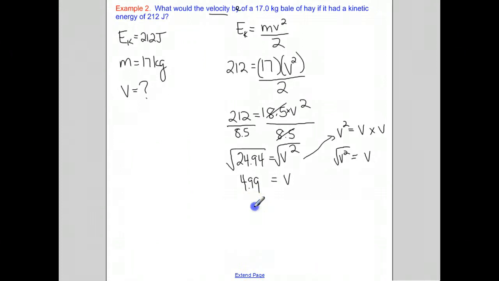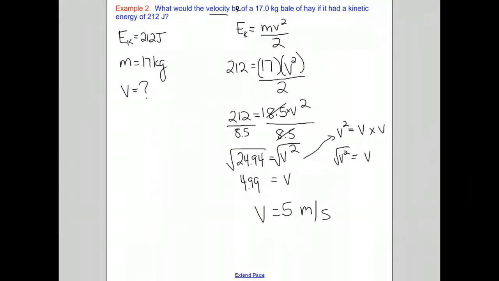So we can say that our velocity is equal to 5 meters per second. Okay? That's as tricky as it gets. So if you have an example that's just like this when you're solving for velocity, you can follow the work that I've done here.